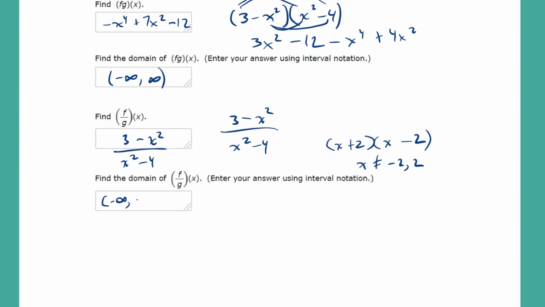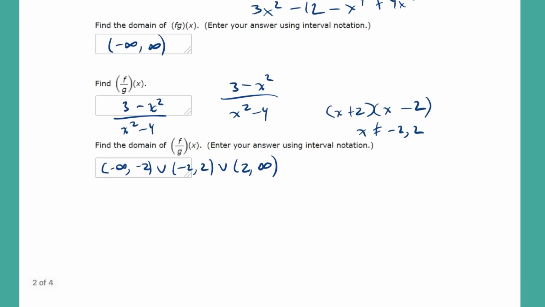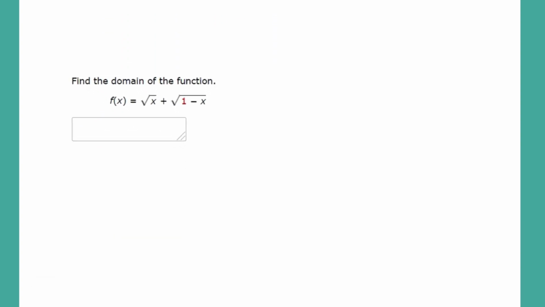And the way you can write that in interval notation would be negative infinity to negative 2 union negative 2 to positive 2 union positive 2 to infinity. That's how you would write all real numbers except negative 2 and positive 2.